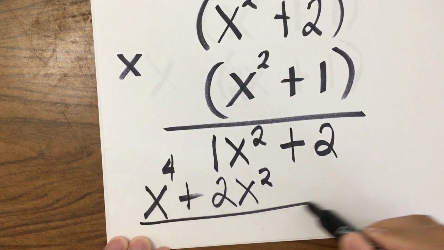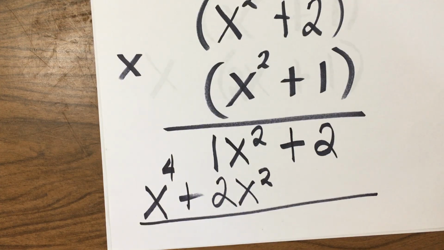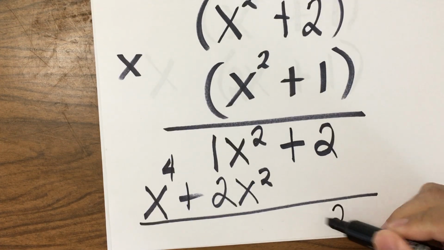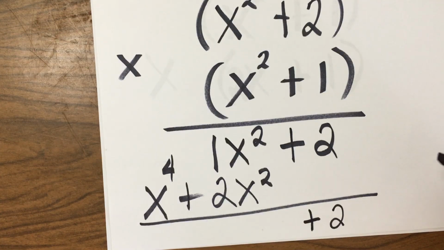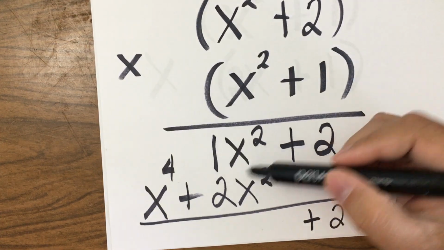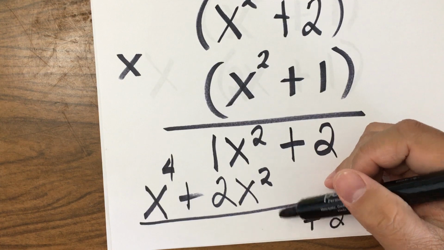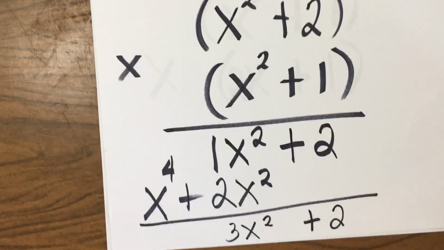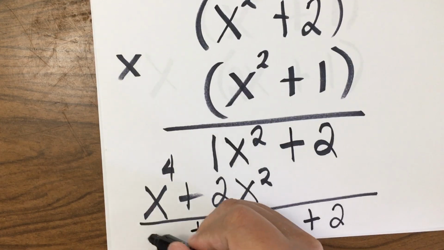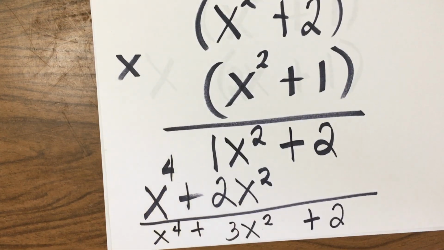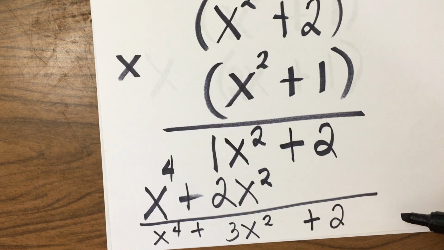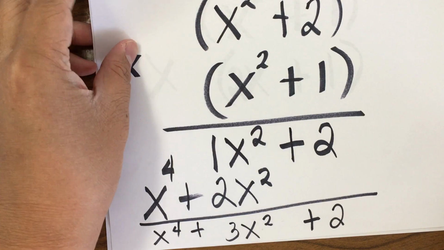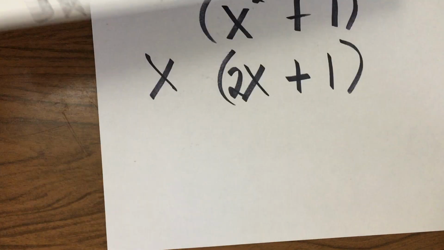So lastly, if there are things that we could combine, we will combine. So 2 doesn't have any, so we bring down 2 plus, and then 1x squared and 2x squared can be combined together. So you have 3x squared, and then we just bring down x to the fourth. So our final answer would be x to the fourth plus 3x squared plus 2. Now let's proceed with our last example.